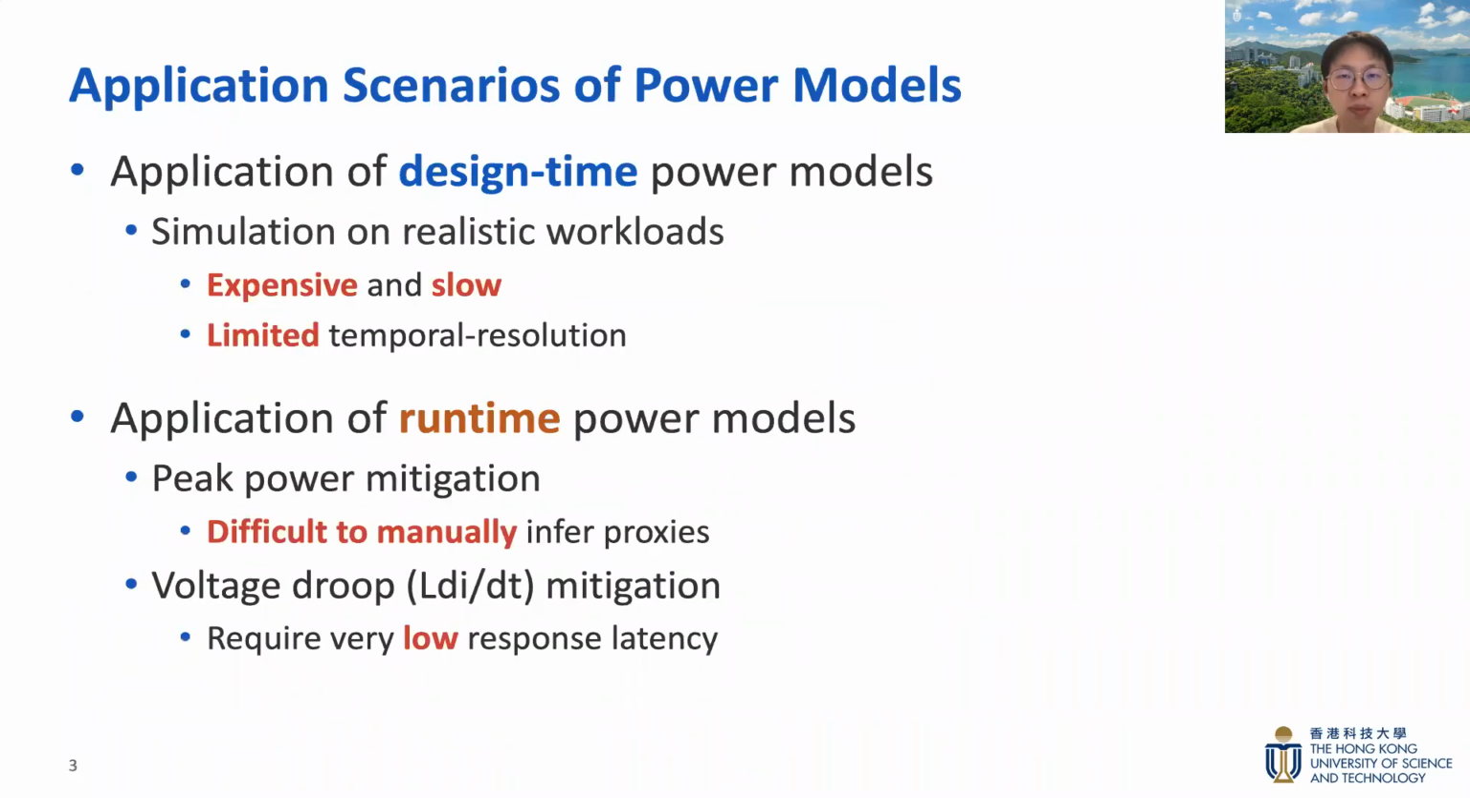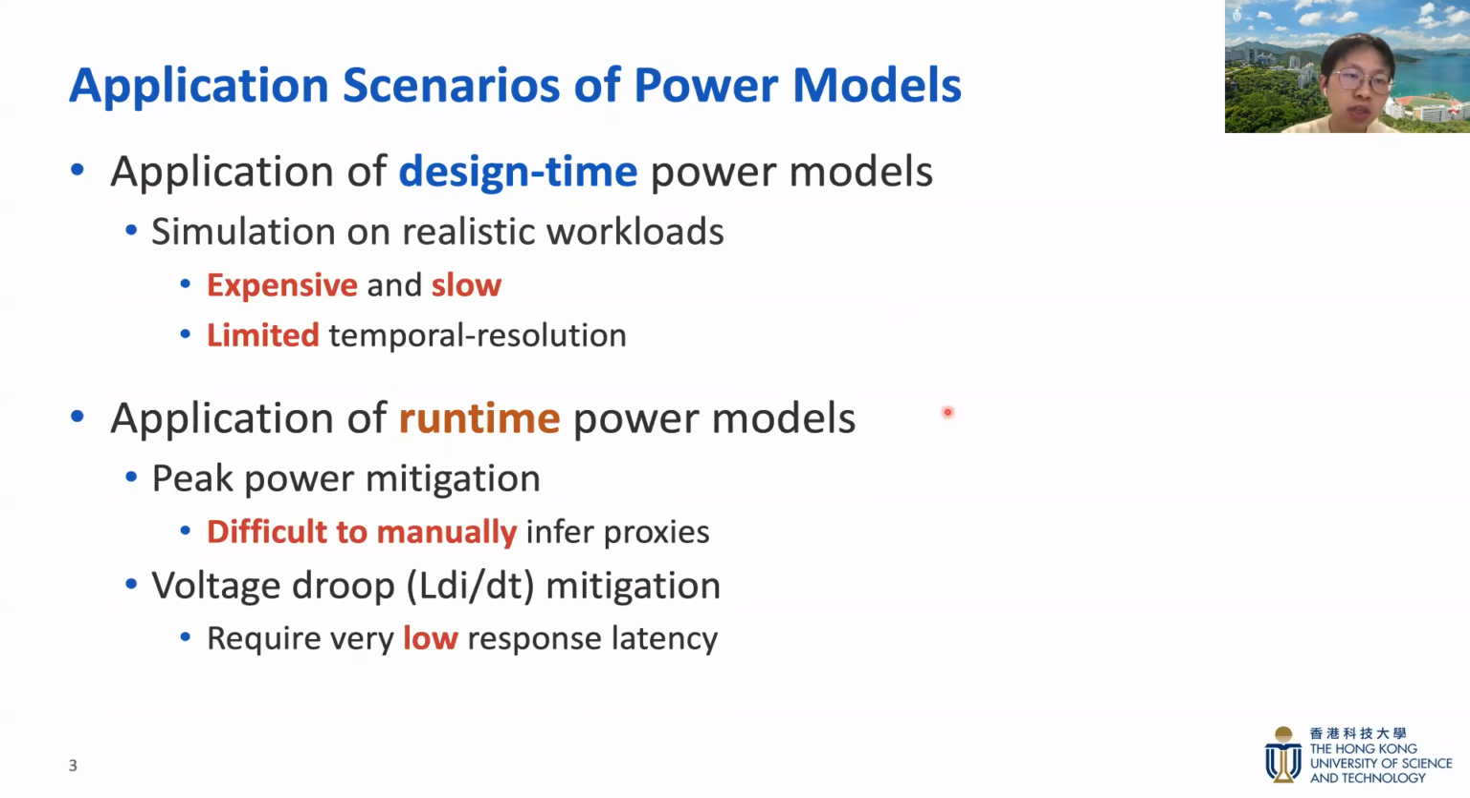First, there are two major application scenarios for power models. The first one is about design time power modeling. During the IC design time, we need to perform simulation on realistic workloads. However, the challenge is that the simulation could be pretty expensive and slow for very long workloads. And it may also only provide very limited temporal resolution, which means it only gives average power over thousands or millions of cycles. Another major application scenario is runtime power models, which means the power model is implemented on chip and operates during the circuit runtime after manufacturing.